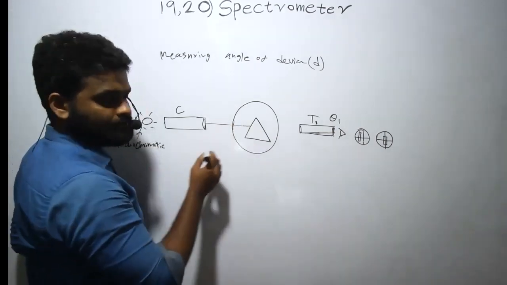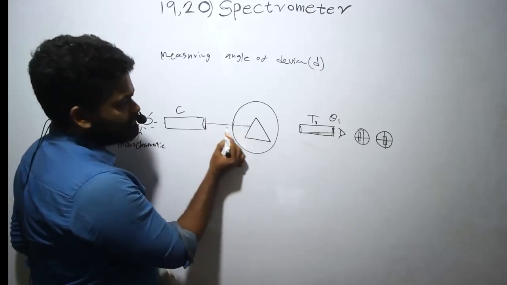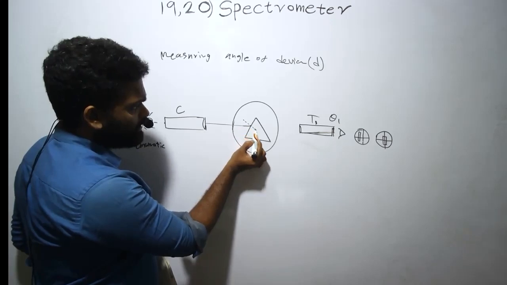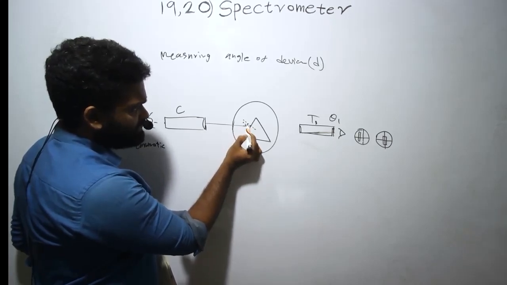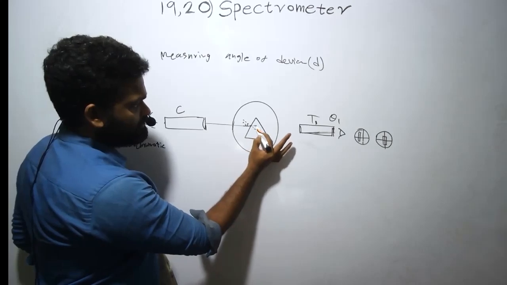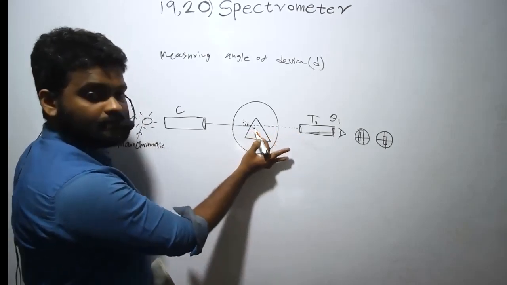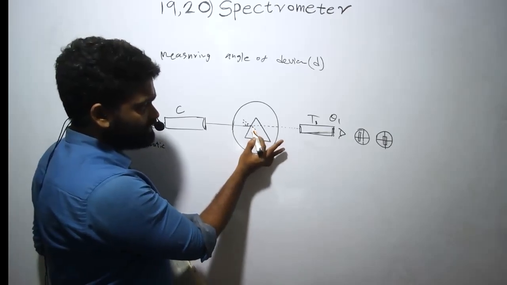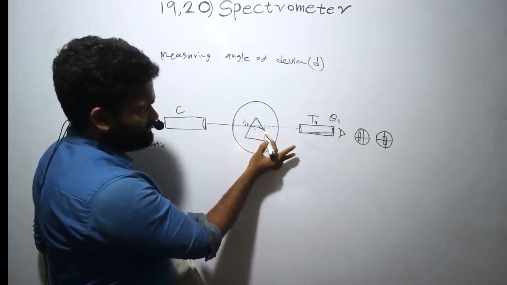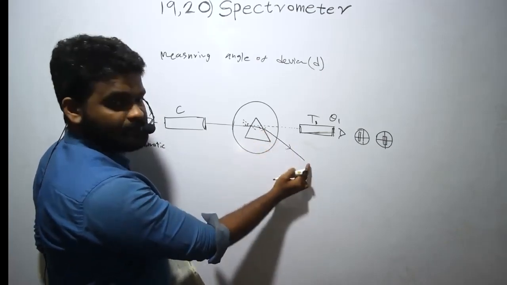Then what happens? The light rays coming from the collimator are incident on this surface, and this is the angle of incidence. It is supposed to go in this direction, but due to the prism, it gets refracted, let's say like this. Then again it refracts to here. So this is the emergent ray.